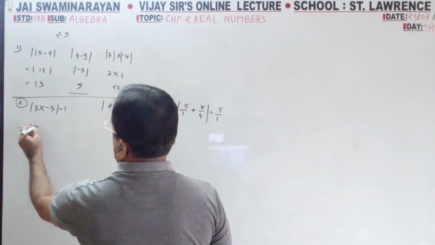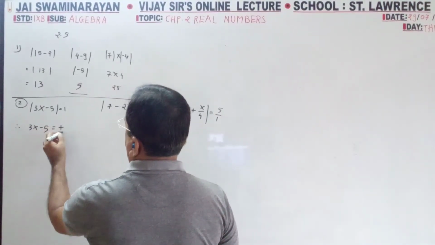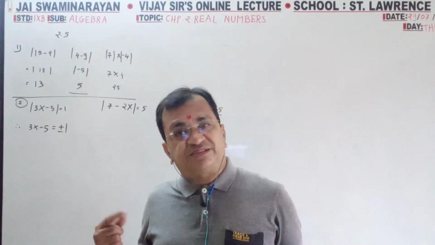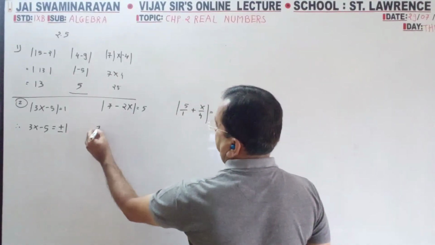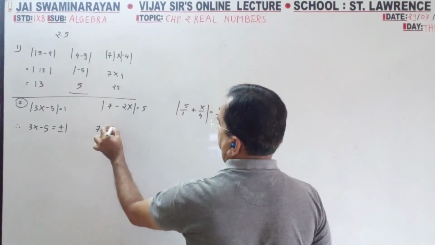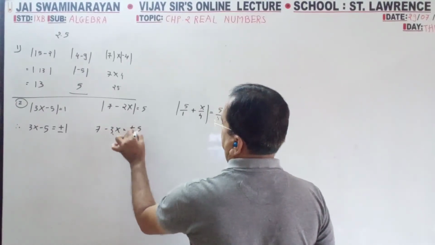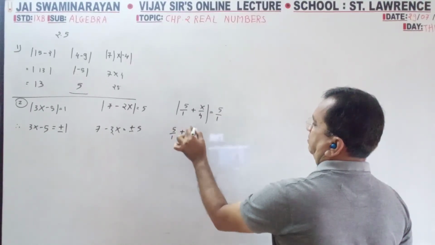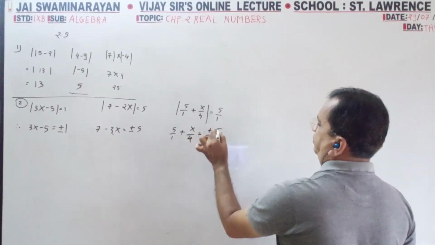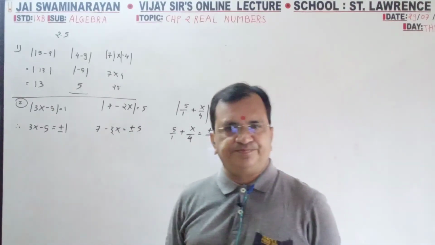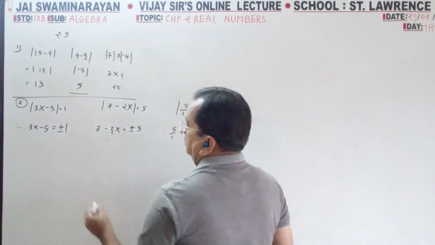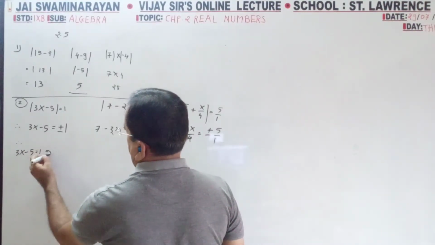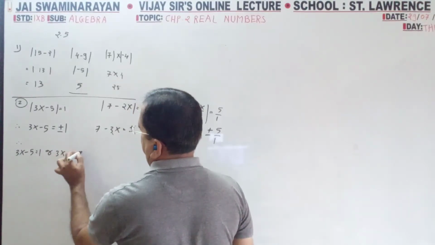Therefore 3x minus 5 is equal to +1 or -1. This answer can be both plus and minus. This is the first step you have to do. Therefore 3x minus 5 is equal to 1 or 3x minus 5 is equal to -1.